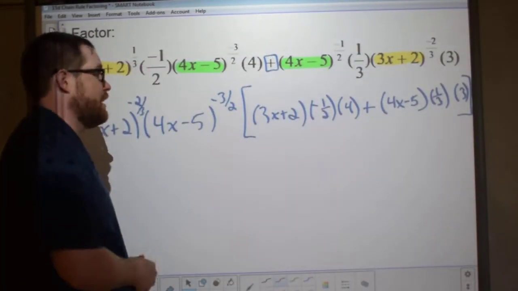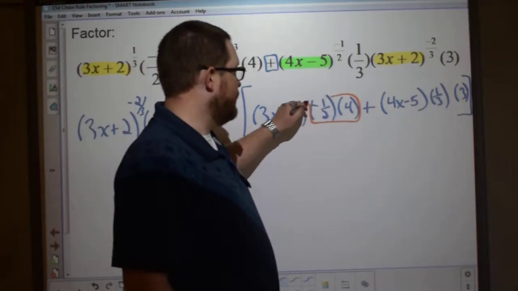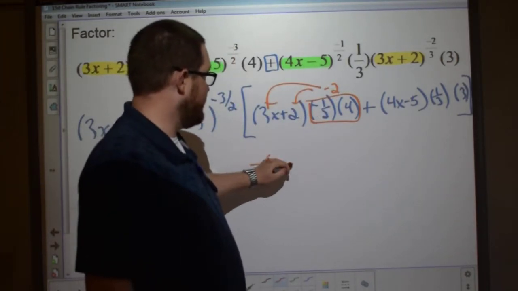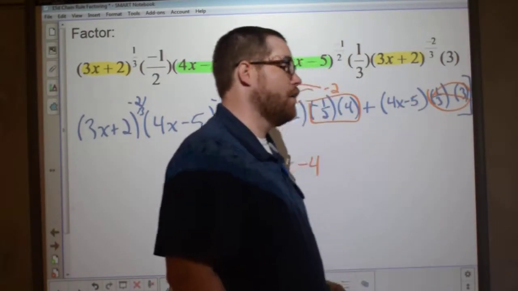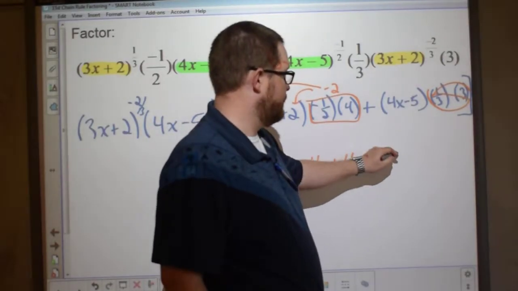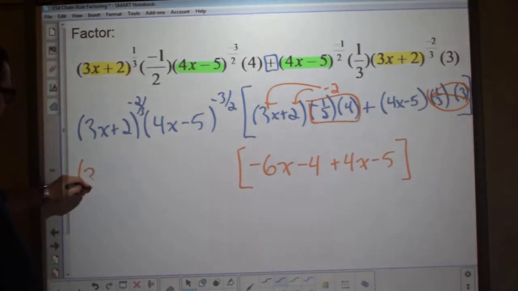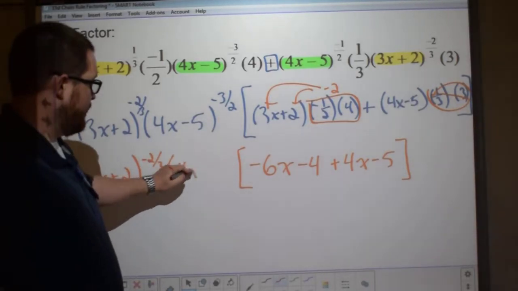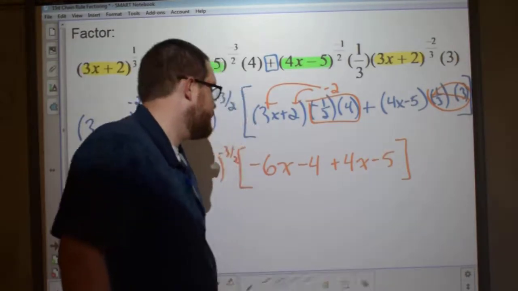So let's clean up the inside. The outside will stay the same, so let's just focus on the inside. If you do these two things, you get a negative 2, distribute in, negative 6x minus 4. Thankfully, these things cancel each other out, which is very fortunate. And I still have a plus 4x minus 5. 3x plus 2 to the negative 2/3. 4x minus 5 to the negative 3/2. Clean up your inside.